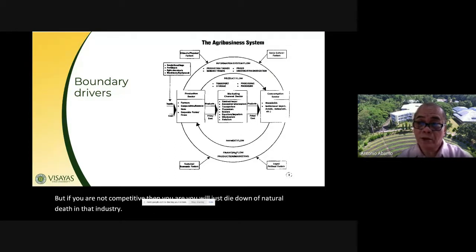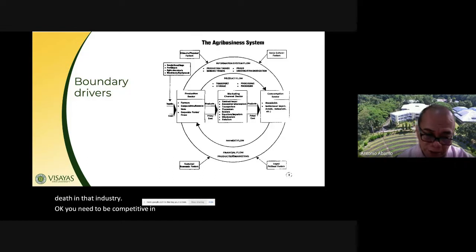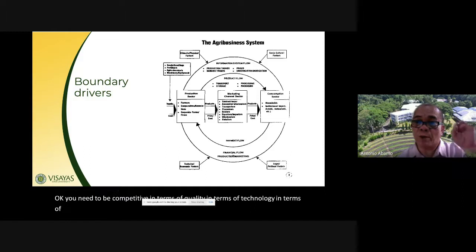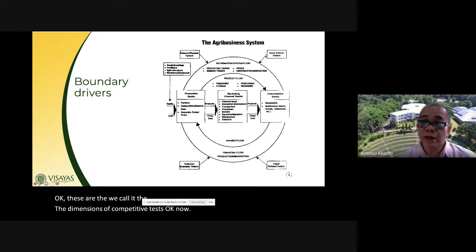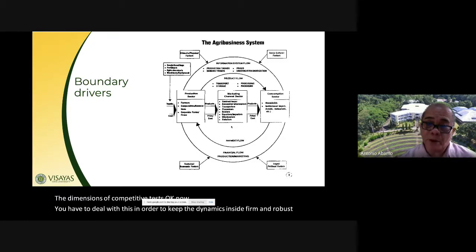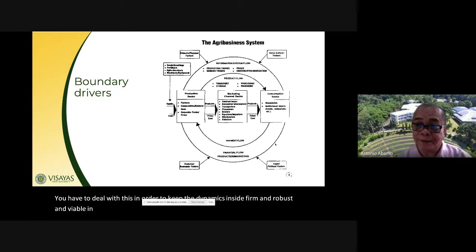You need to be competitive in terms of quality, technology, price, and cost. These are the dimensions of competitiveness. Now, you have to deal with this in order to keep the dynamics inside firm, robust, and viable at the end of the line. So you keep the rigidity and the viability of agribusiness inside.